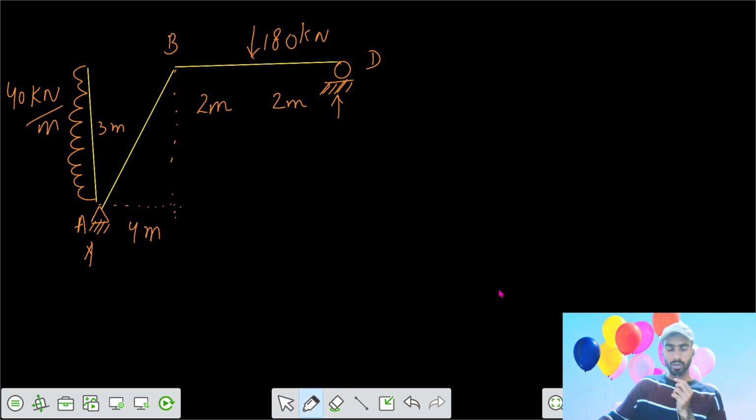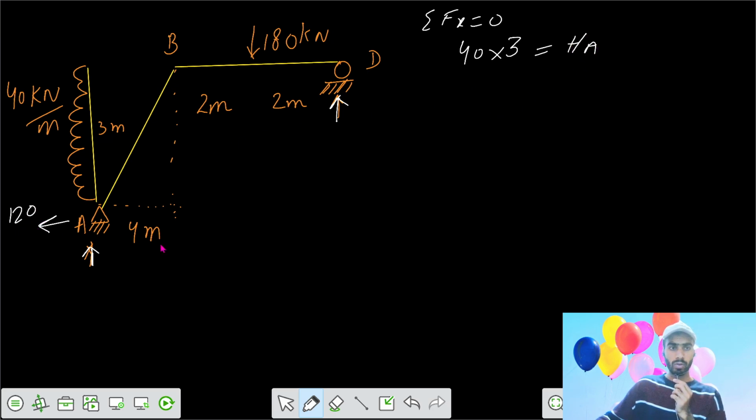So first step is to get the reactions. Let's say the reaction here is reaction D and the reaction here is reaction A, and the horizontal reaction here would be, summation Fx equals 0. Then we have 40 into your length 3 meter, that equals your horizontal reaction at A, 120 kilonewton.